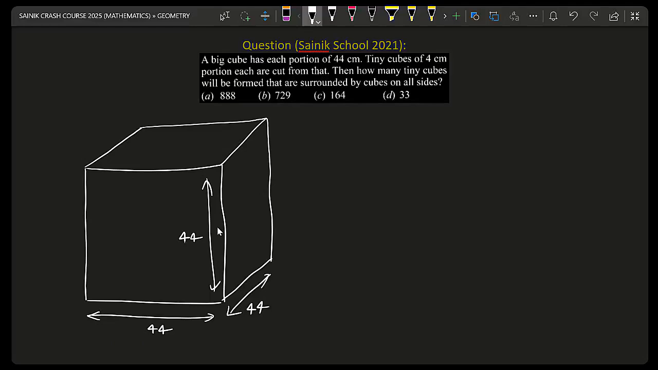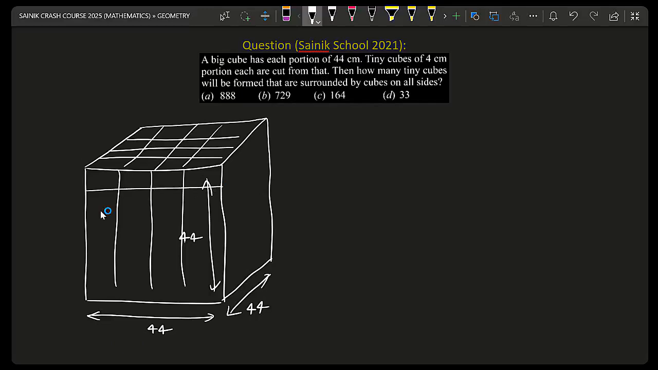Now, tiny cubes of 4 centimeters side each are cut from that. That means this is divided into so many pieces like this. So you can divide them into small cubes, right? Yes, sir. Now the small cubes, what is the measurement of each side? 4 centimeters, right? Yes, sir.